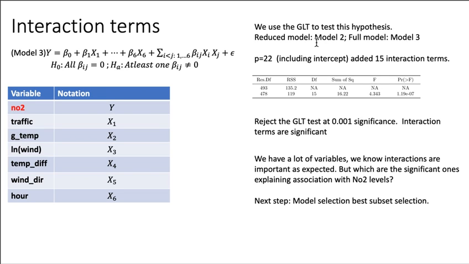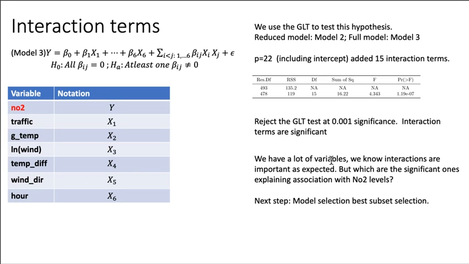So the reduced model is our previous model, model 2, with the transformed wind variable first order model, and the full model is model 3, this model with interaction terms. And here we see the ANOVA table. We reject the GLT at 99% significance, which is really good. So that means the interaction terms definitely have influence.